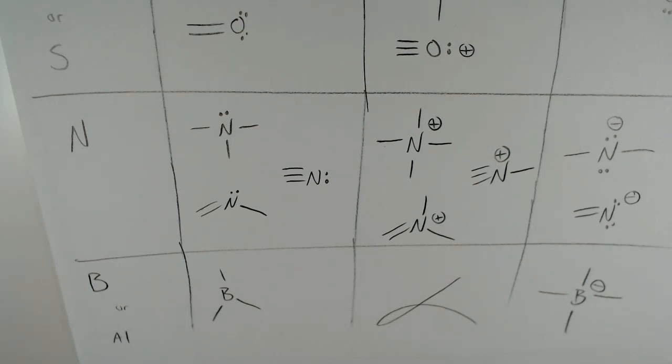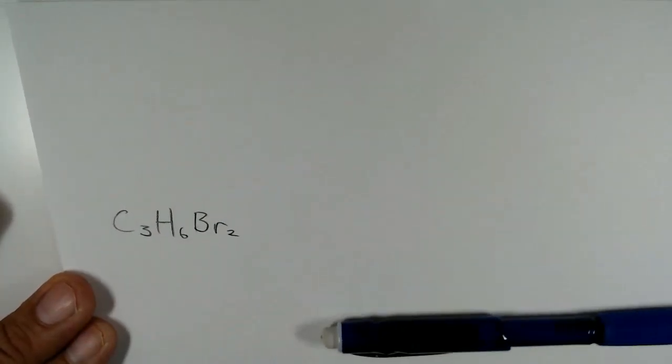As soon as I can find my notes here. All right, so for this example, if you're given a formula, I want you to come up with some structures. We did that a little bit last time, I believe. So the first one I want to take a look at is, let's say, C3H6Br2. I believe all the examples we did last time were just C's and H's. So here I want to include some heteroatoms.